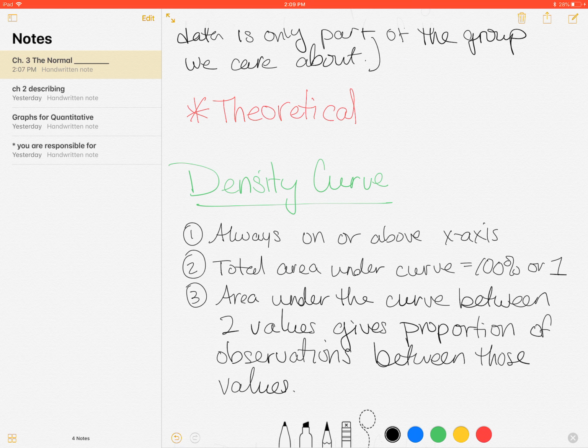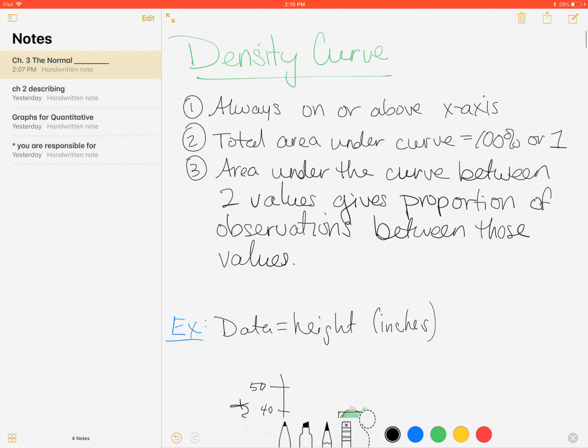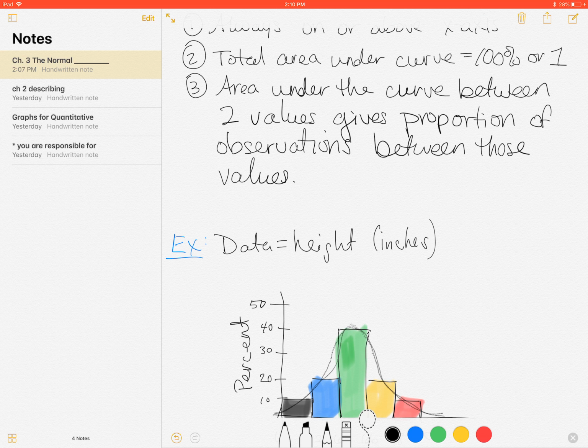First of all, when we draw them, they're always on or above the x-axis. The total area under the curve is 100%, or as a decimal, 1. And the area under the curve between any two values gives the proportion of observations between those values. Now again, this is a theoretical group, but we could imagine observations from this theoretical group. So I'm going to talk about each of these three rules, but I'm going to give us a really quick little example to give them context.